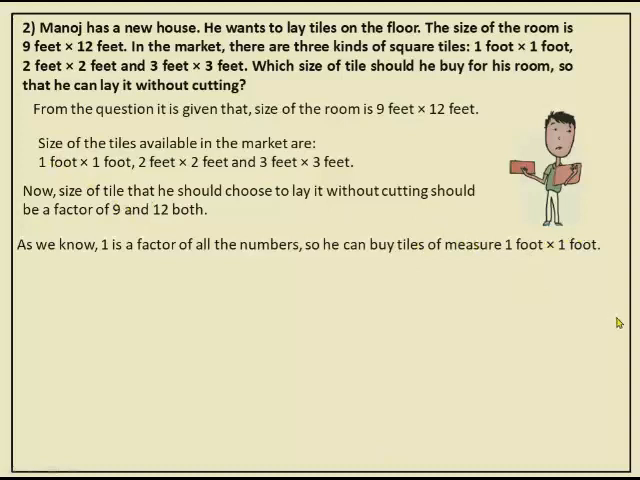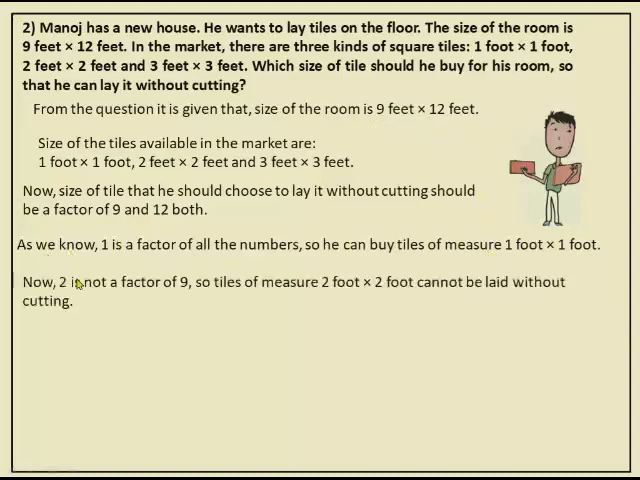If he puts 1 by 1, 1 by 1, 1 by 1 without cutting, he can cover 9 by 12 also. So, the first one is right. Now, next is 2 by 2. Is 2 a factor of 9? No, because 2 fours are 8, you will get 1 as a remainder. So, again the tile has to be cut. So, the tile of measure 2 by 2 cannot be laid without cutting.